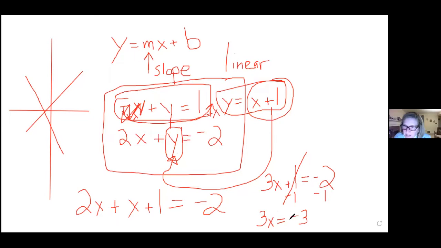I have to divide each side by 3. 3 divided by 3 is 1. But if the coefficient is 1, I just write x. So x equals -3 divided by 3, which is -1.